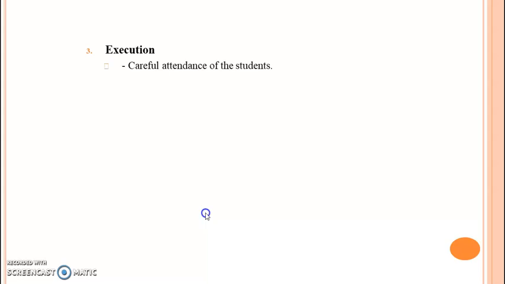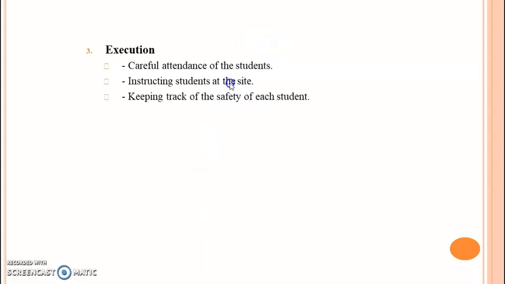Third one is execution. Now, you have planned and prepared well for the field trip. Now, going on a field trip, careful attendance of the students is important. Instructing students at the site is important. Keeping track of the safety of each and every student is important. Maintaining a smooth functioning of the entire program is important.